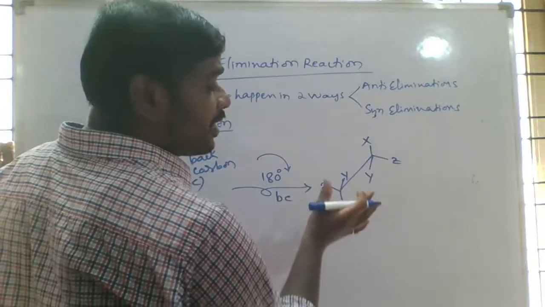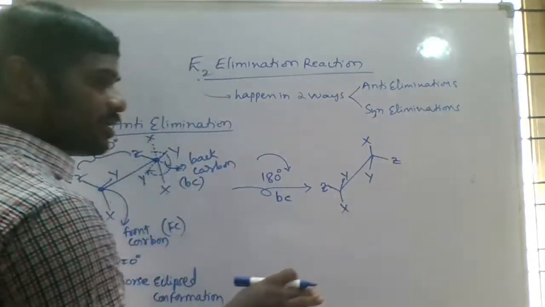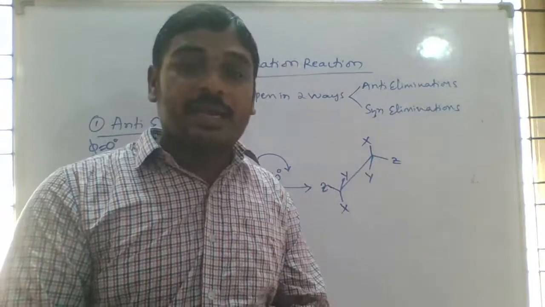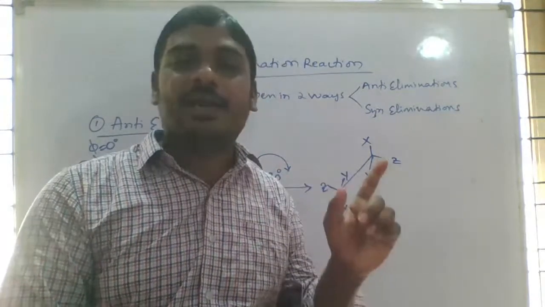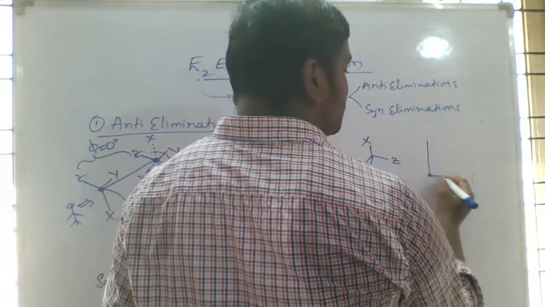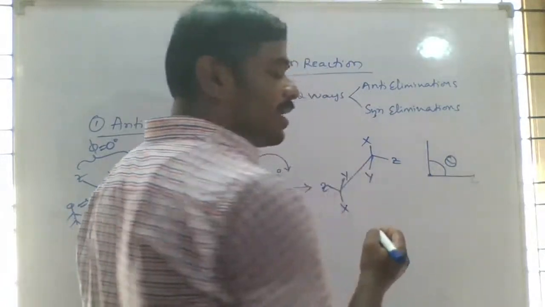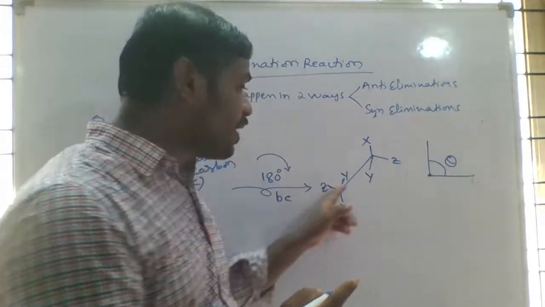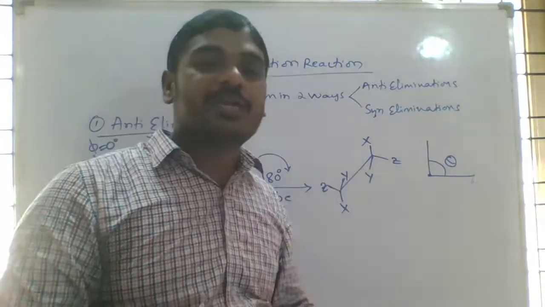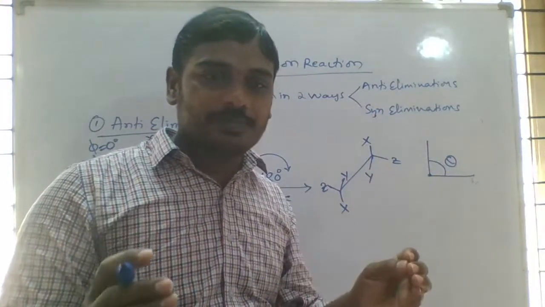Take any similar groups in this molecule. The angle separation, the dihedral angle separation, is 180 degrees. It is not a bond angle, it is a dihedral angle. A bond angle is between bonds connected to a single point, and it is denoted by theta. But these two groups are not on the same carbon; they are on different carbons. Therefore the angle separation is called a dihedral angle.